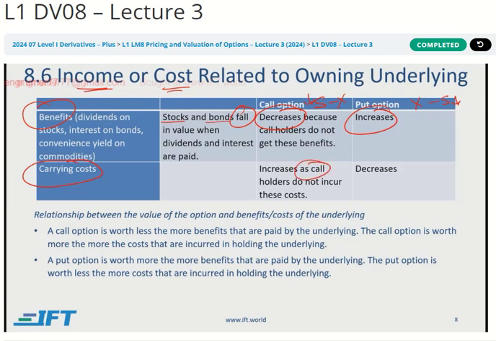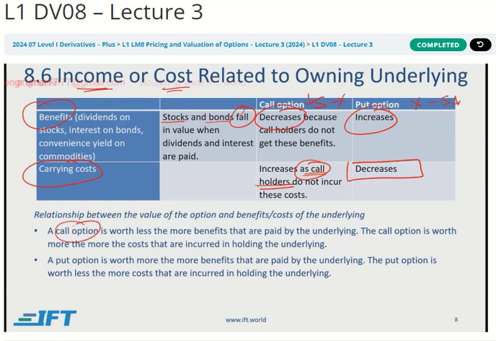In terms of carrying costs, naturally, if there is a cost for carrying the asset, this will increase as call holders do not incur these costs, because you are having the benefit of the asset, but you're not having to hold it because you have a derivative contract. So somebody else is holding the asset for you, and since you don't have to hold it, but you're getting the benefit of the asset, therefore the value of the call option will be positive. However, for a put option, it is going to be the other way around, because you have the right to sell the asset, which means you probably are holding the asset, and therefore you are going to have to pay these costs.